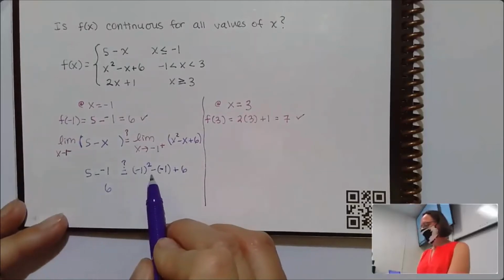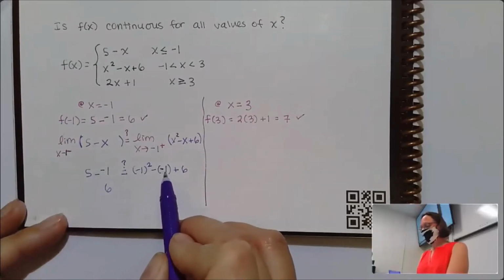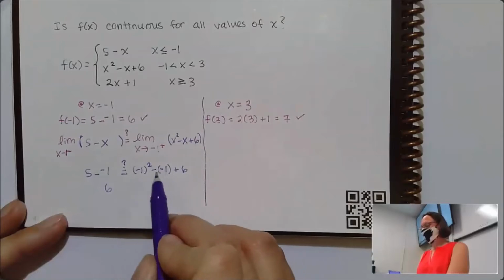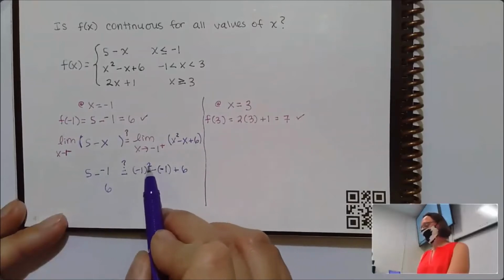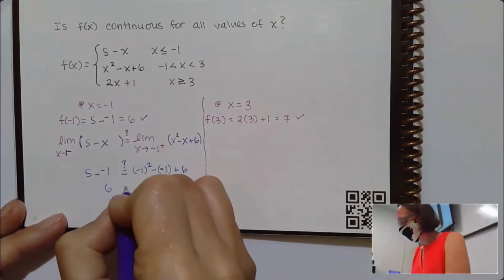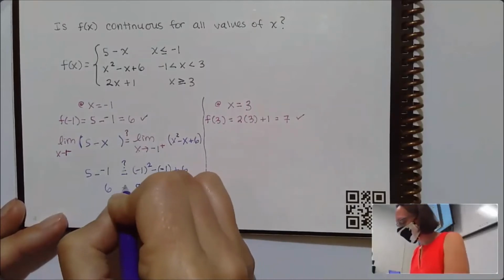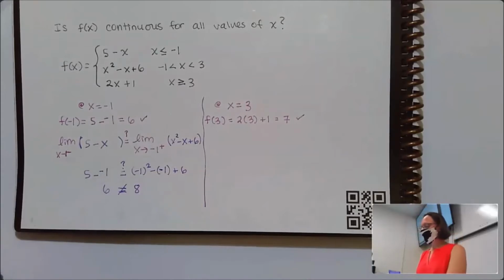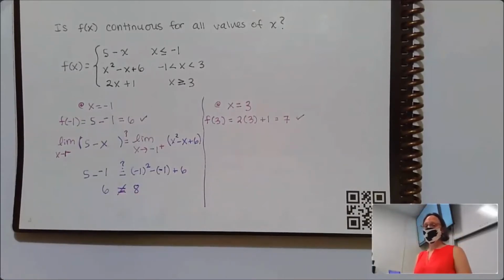So that's 1 minus a -1 or 1 plus 1. So I think I'm looking at 2 plus 6. Am I doing the math right there? So they're not equal. So I know that this function is not continuous at -1. I will give you a minute to try the x equals 3 part on your paper.